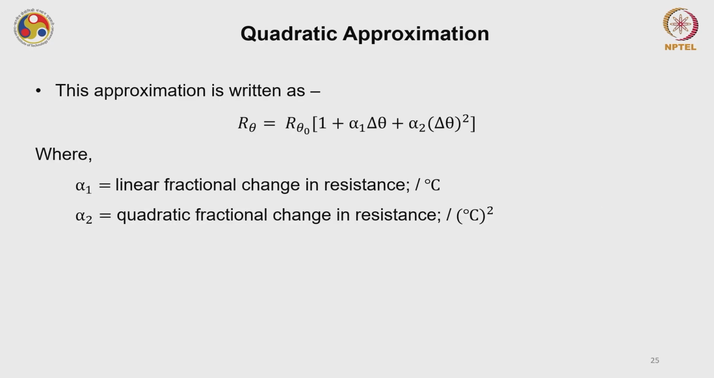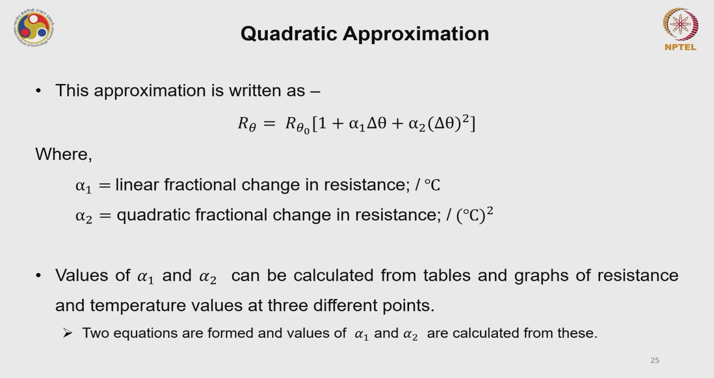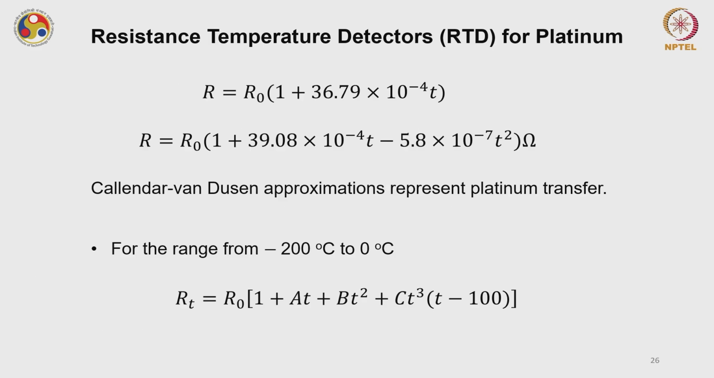Okay, so this approximation can be written as R theta equal to R theta naught into 1 plus alpha 1 delta theta plus alpha 2 delta theta square, where alpha 1 is the linear fractional change in the resistance and alpha 2 is the quadratic fractional change in the resistance. These values of alpha 1 and alpha 2 can be calculated from tables and graphs of the resistance and temperature curves of any particular metal at three different points. So two equations are formed and values of alpha 1 and alpha 2 can be calculated from these two equations.